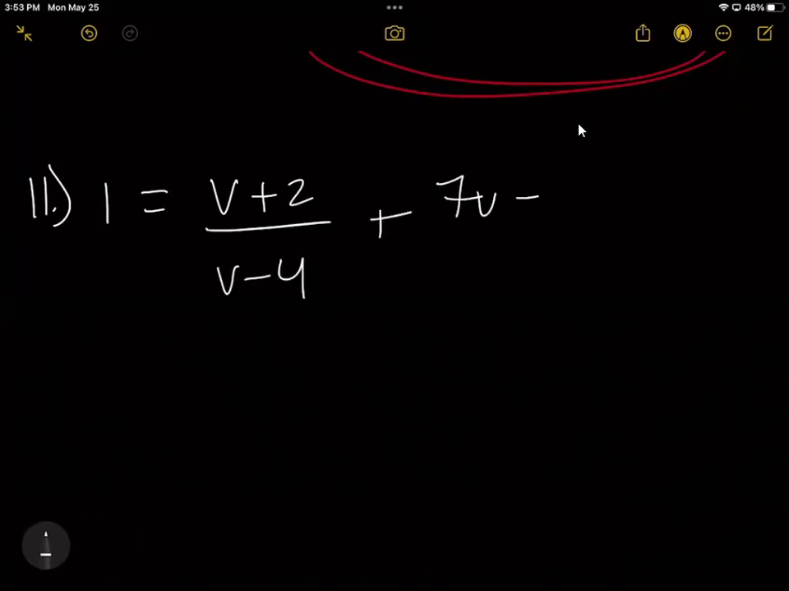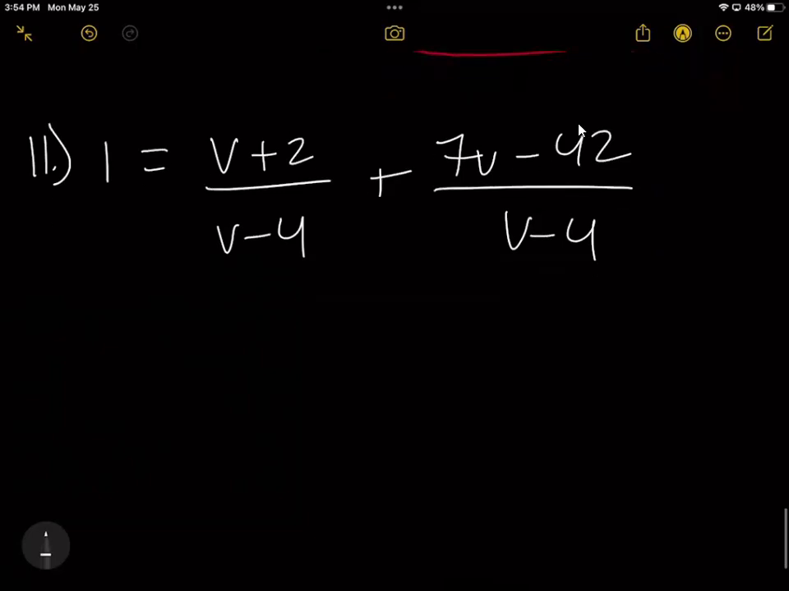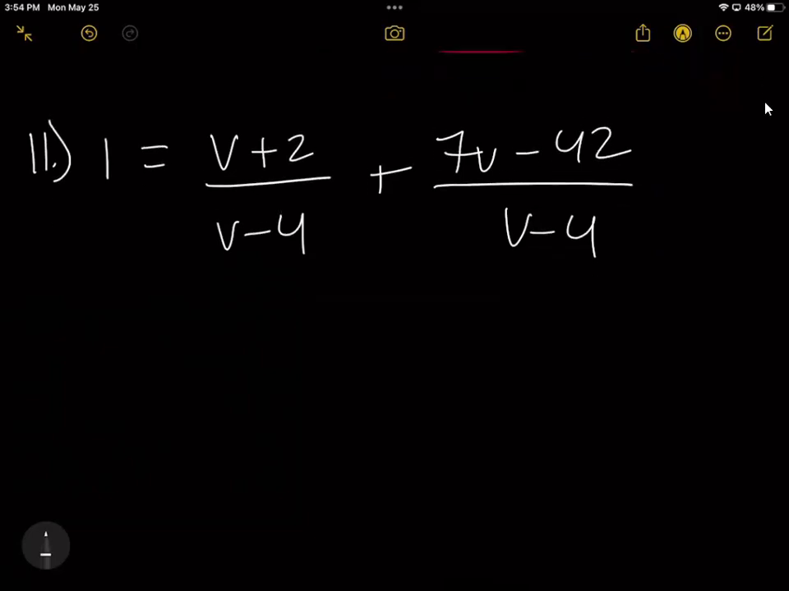Plus over v minus 4. So we did this problem. We did some other, I think these are considered rational functions, quadratic functions, complex functions, but we do this in steps. And so step 1 is simplifying any of our denominators.